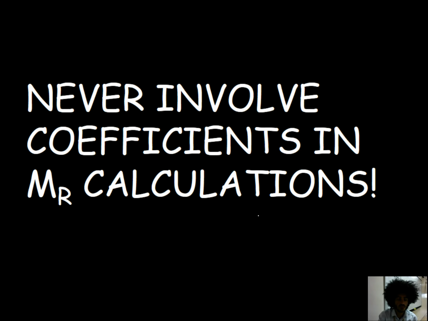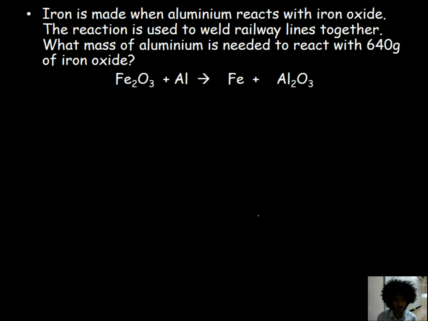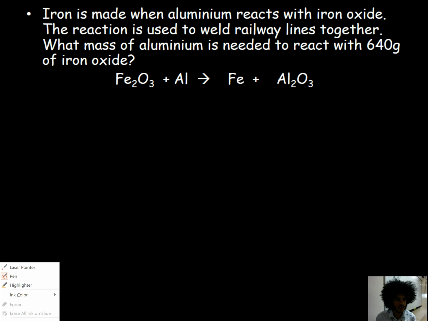So here's one more piece of advice I'm going to give you, and it's never involve coefficients in MR calculations. The amount of times I see students do this and they get the question wrong, it's very, very frustrating. Just be very, very careful not to involve them in MR calculations, and I'll show an example of where this can really trip you up. So here's another type of problem. Iron is made when aluminium reacts with iron oxide, and you're given some numbers there and you have to solve the problem.